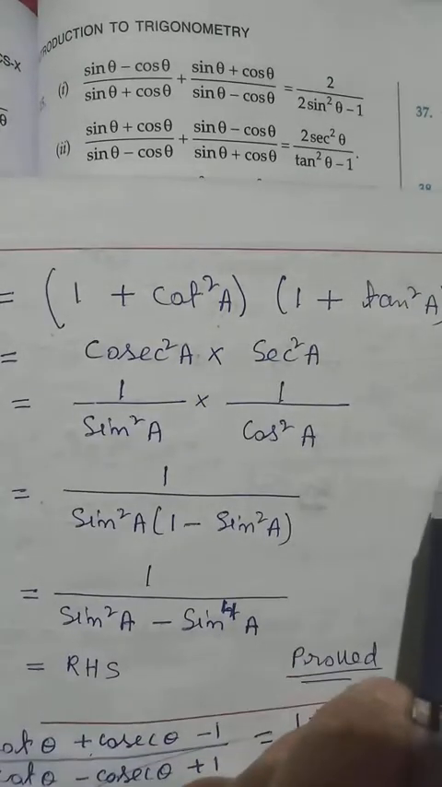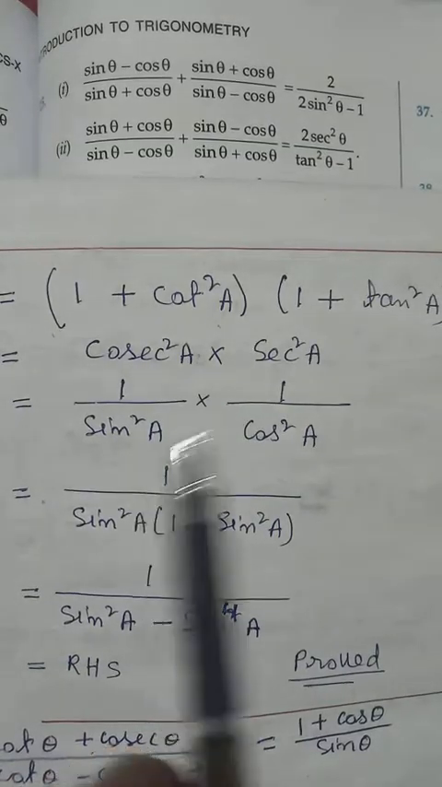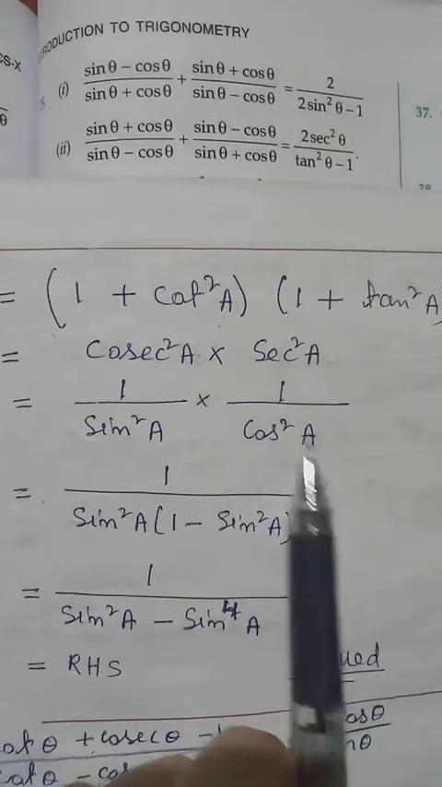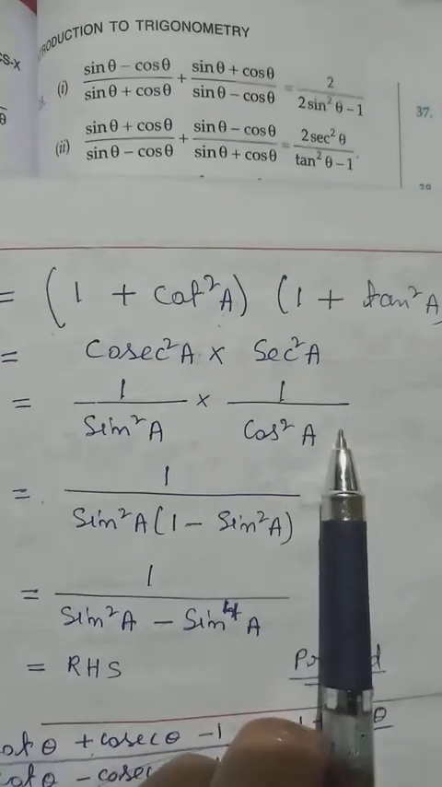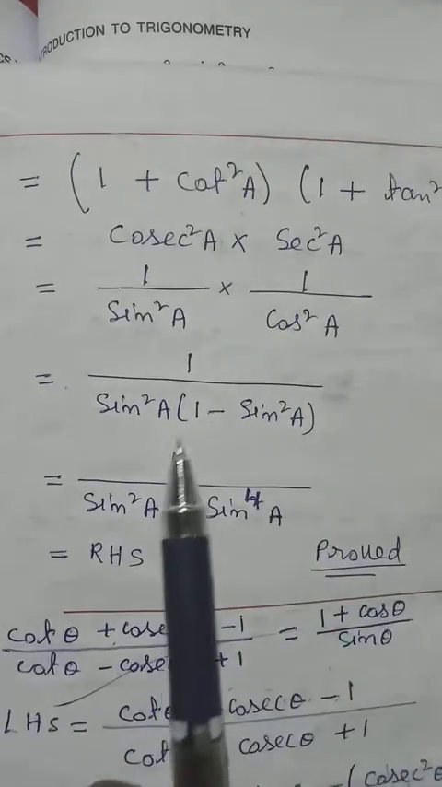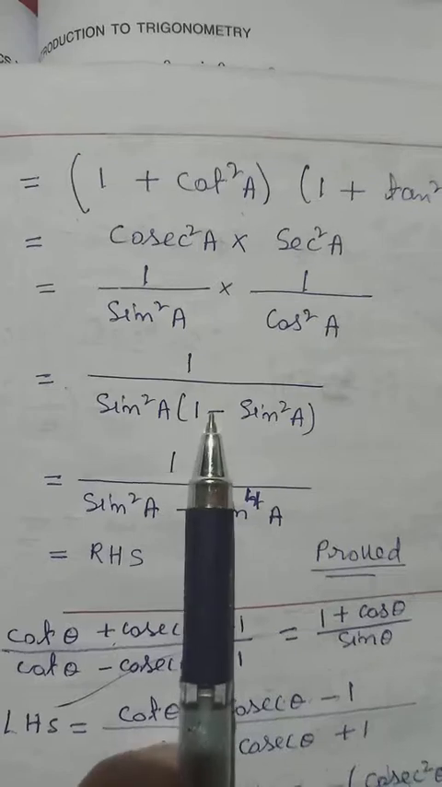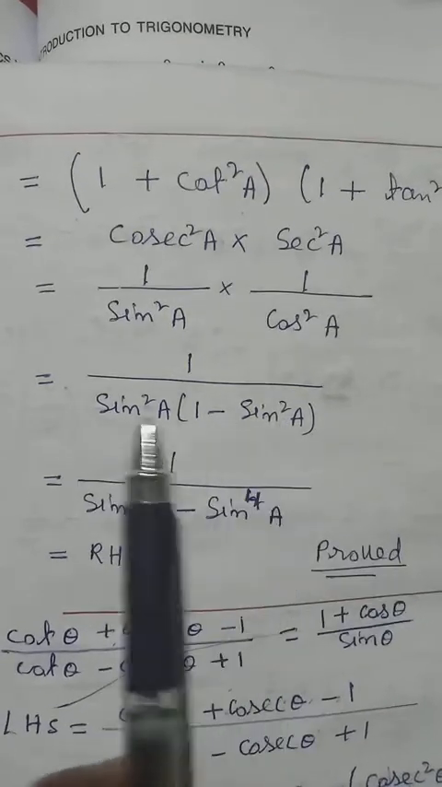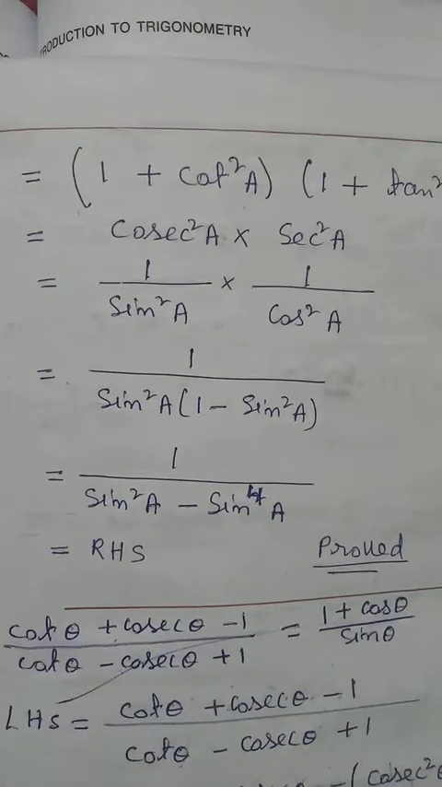But we want sine in the right hand side. So cosec we can make it 1 by sine square A. Sec we can make from the relation 1 by cos square A. In the right hand side we want only sine, we don't want cos. So since it is cos square, we can convert it using identity. So from identity we get it is equal to 1 minus sine square A. So sine square A into 1 by sine square A. Then we have minus sine square A, 2 into 2 will become 4, which is equal to right hand side.